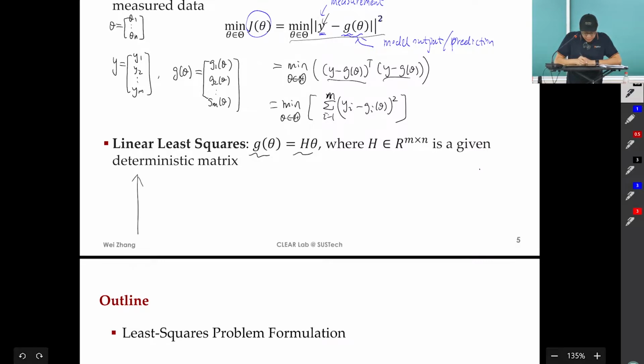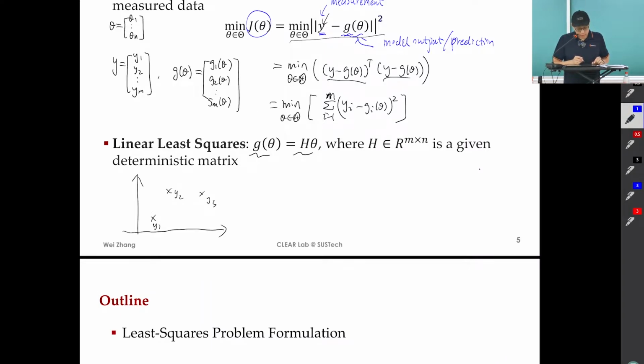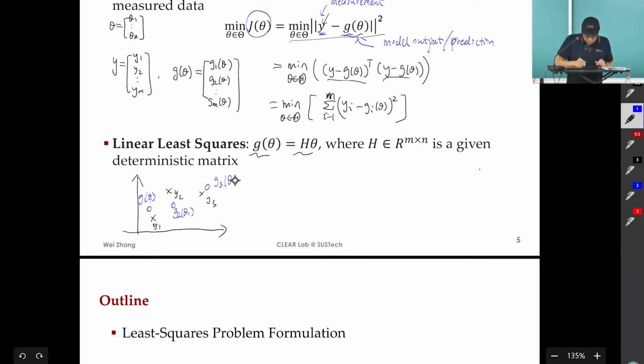Let's say I have a data point just like before. I have these 3 data points, y1, y2, y3. There's some x as well, I don't write everything down. Then I have my G. The circle is G. This is G1 of theta 1, G2 of theta 1, and this is G3 of theta 1.